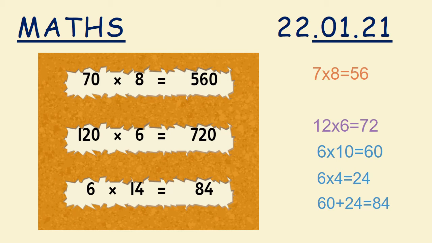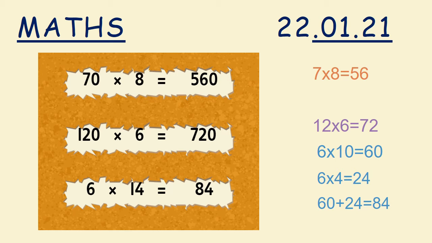70 times 8 equals 560. If we multiply 7 times 8, we know 7 times 8 is 56. What we just need to do is multiply it by 10, because it's 7 tens in 70. 120 times 6 is 720. If we know that 12 times 6 is 72, what we need to do is multiply 72 by 10, because it's 12 tens in 120.